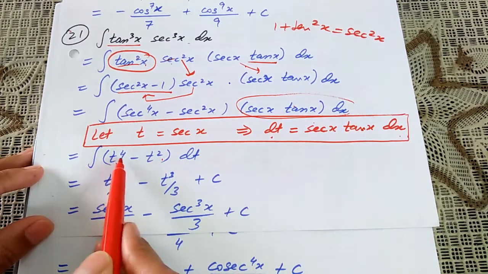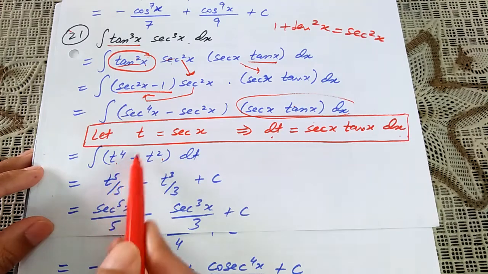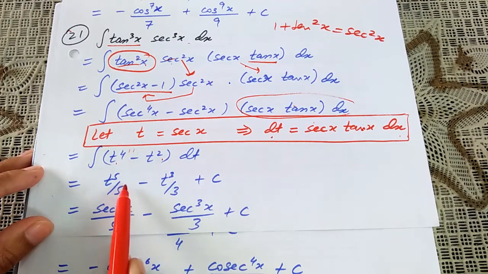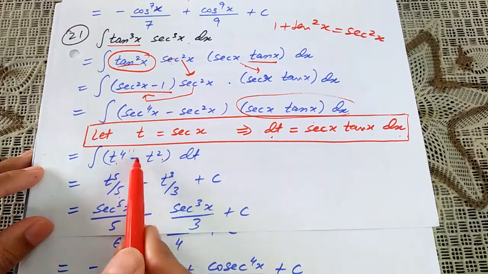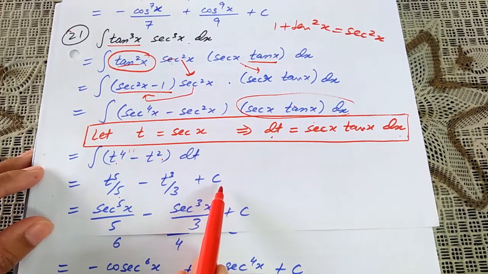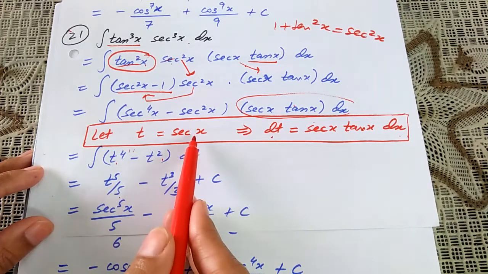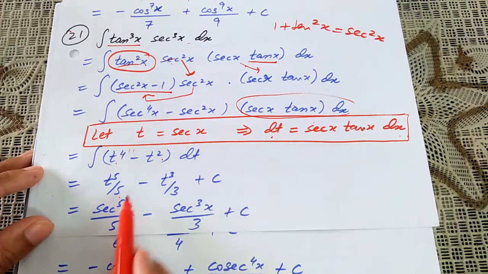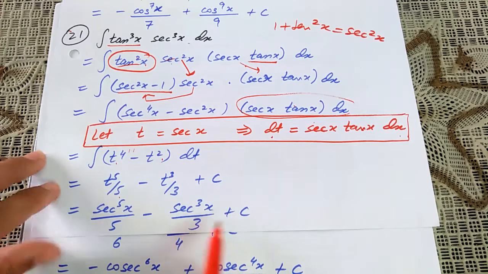Simply integrate this function. t to the 4 will be power plus 1 divided by that. So t to the 5 over 5 minus t cube over 3 plus c. Replace this t with secant x. I will get secant 5 of x over 5 minus secant cube of x over 3 plus constant of integration.